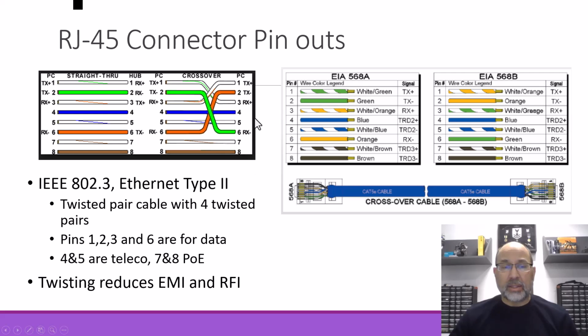Now, 7 and 8, the brown pair here, that is what we use for power over Ethernet. So now we're using all of our cables. So the green and orange pairs, that's for our data. Blue is for telco, and then brown is for power over Ethernet. So whether you're using 802.3 AF or AT, that's where it's going to run. So straight through cables, crossover cables, and then what are all the pins used for?